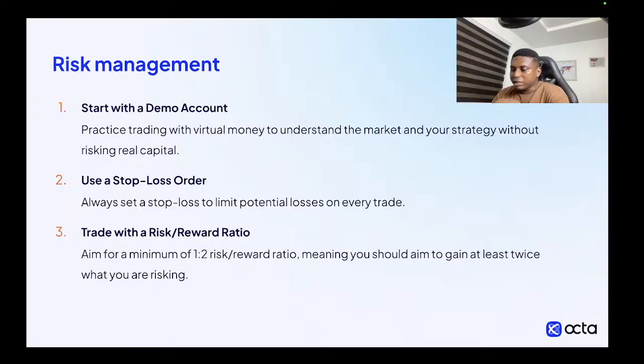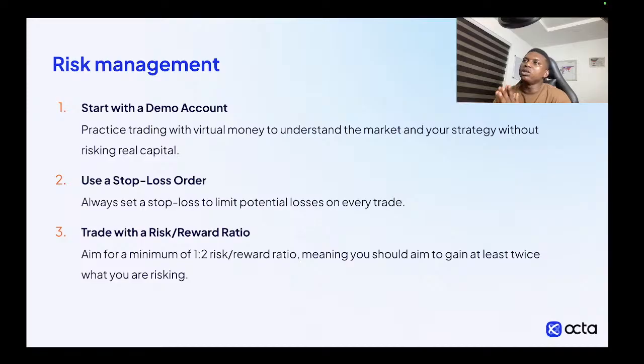Okay? If you are a total newbie in this space, I encourage you to start with a demo account, practice trading with virtual money to understand the market and your strategy without risking real capital. 2, use a stop loss order. Always set stop loss order. You see all through my trades, I always set stop loss order. So don't assume that you are in control of the market. So set stop loss order to limit potential losses on every one of your trades.